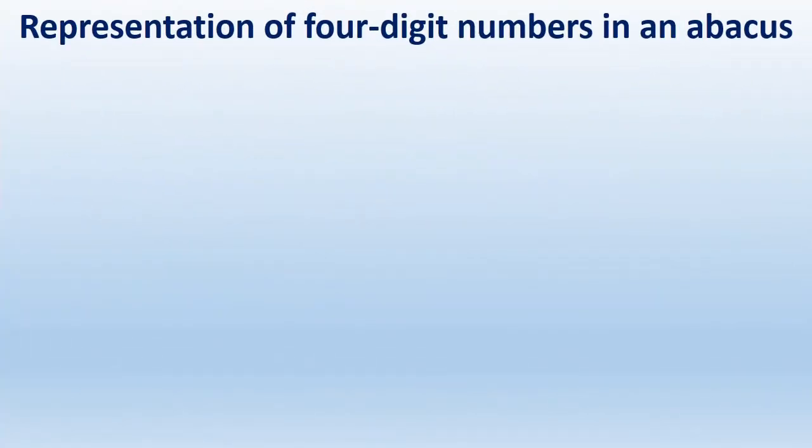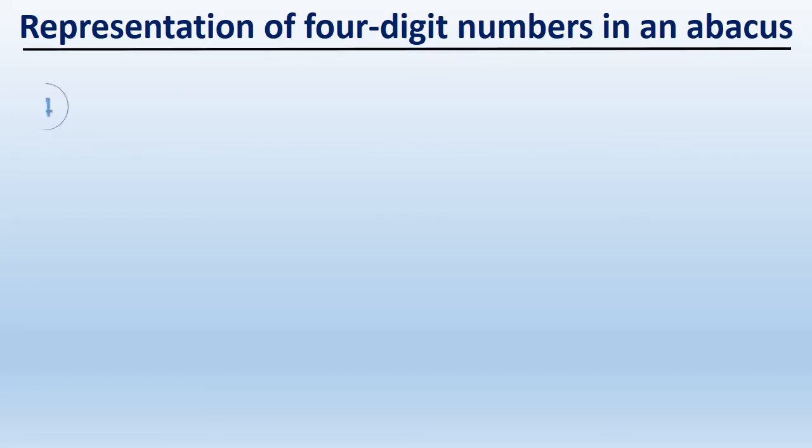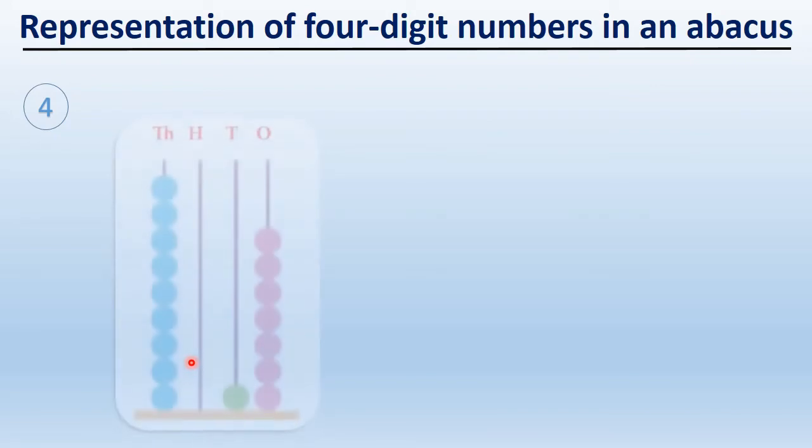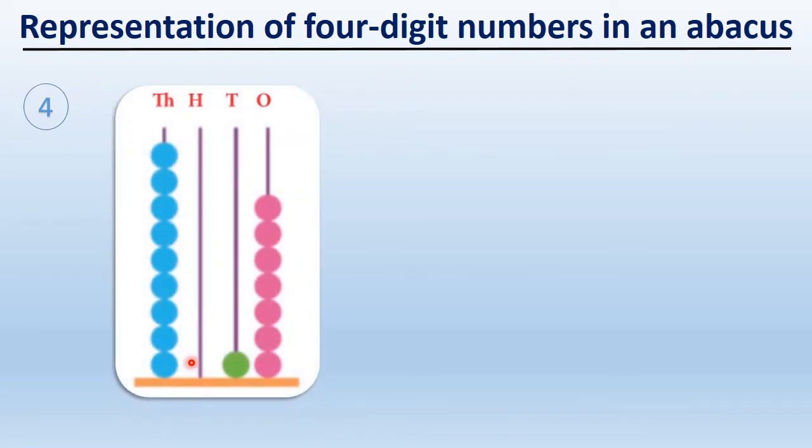Representation of 4-digit numbers in an abacus. Example number 4. So here we have 4 rods again. To represent any 4-digit number, we should have 4 rods of an abacus. Let us count the number of beads on the thousands place rod. 1, 2, 3, 4, 5, 6, 7, 8, 9. We will write 9 here.